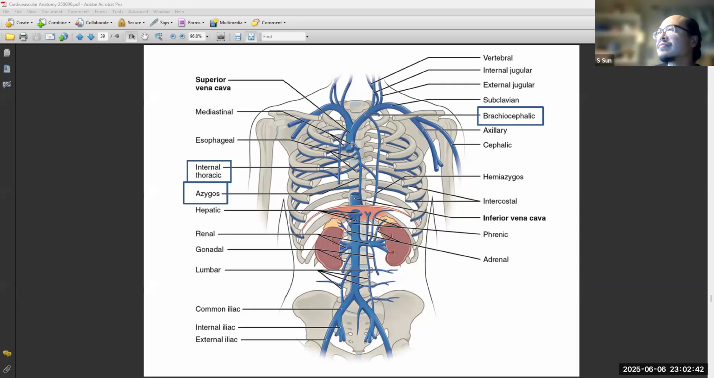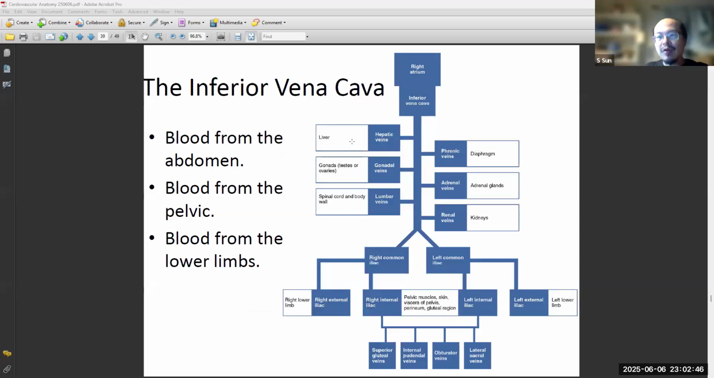So for the lower portion of the body, including the abdominal, pelvic, and the legs, the blood, abdominal right here, pelvic right here, internal right here, and the legs, all this blood will collect from the organs into the inferior vena cava. So here again, the right atrium is the final destination of the venous blood. It collects blood from the superior vena cava and the inferior vena cava. And the inferior vena cava will collect the blood from all these abdominal, pelvic, and leg regions.